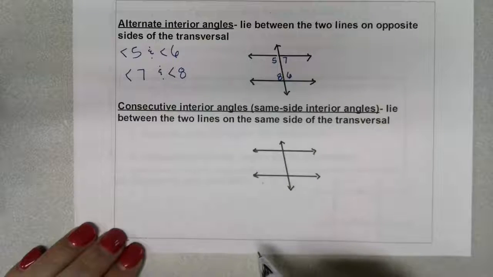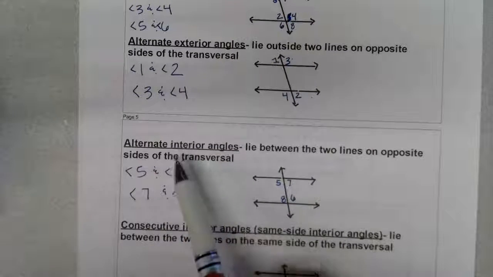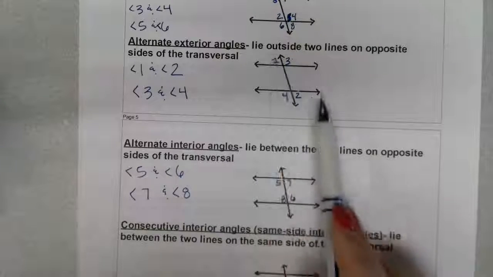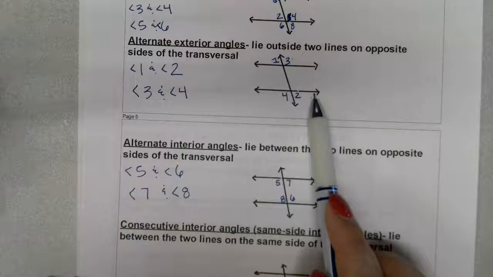So if we look up at what we've done, we've had these alternate angles in the last two examples. So that means they were on opposite sides of the transversal. Exterior angles were on the outside and they were opposite the transversal. Interior angles were on the inside and they were opposite of the transversal.